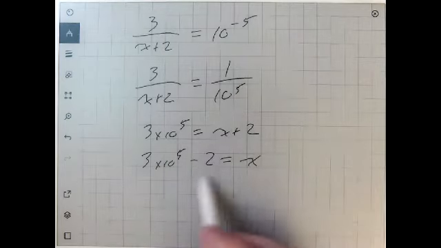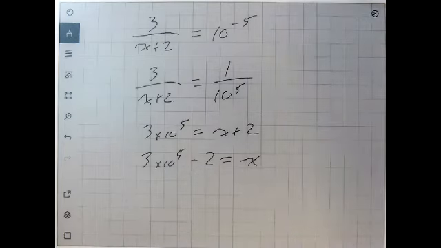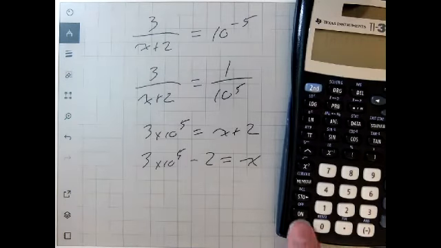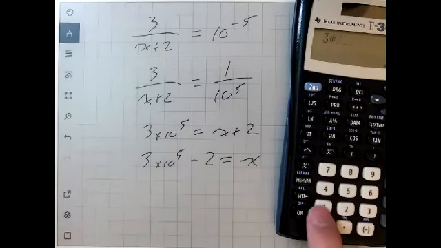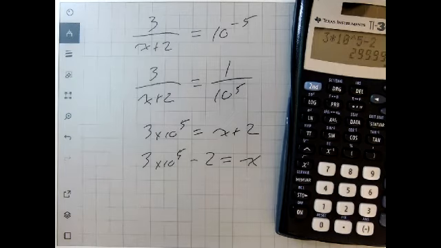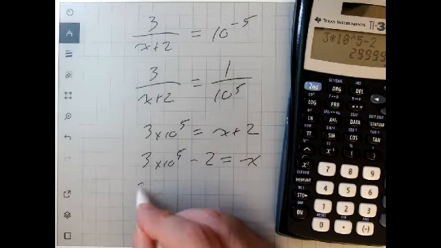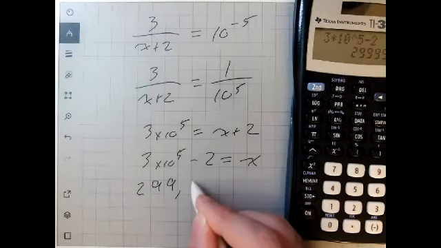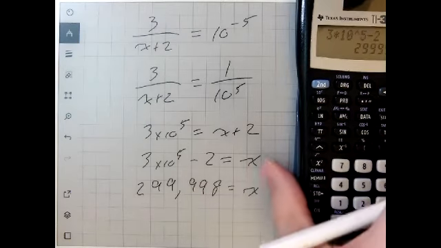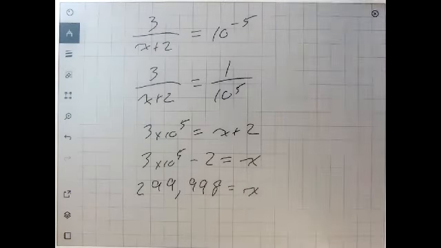And we can punch this into a calculator if we really want to. We can work it out by hand. 3 times 10 to the 5th is not that hard to deal with. But if I punch 3 times 10 to the 5th into my calculator, I get 299,998 as the value of x in this particular case. Nice, small, easy to work with number.